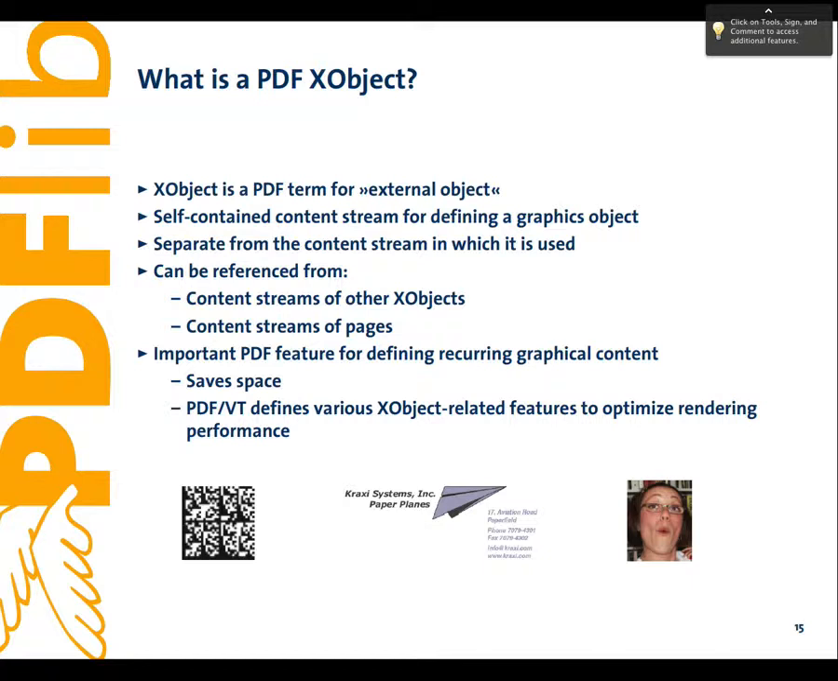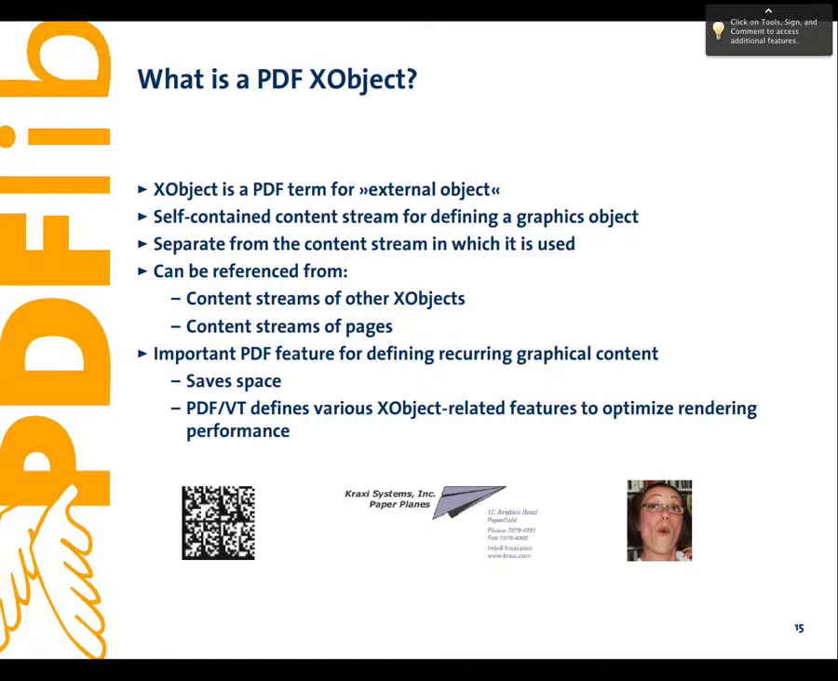So a quick introduction to PDF XObjects if they are not known to you. XObject is a PDF term, an abbreviation for external object, and this is a self-contained content stream for defining a graphics object. That could be an image, it could be a font, so text data, whatever, and it is inside the PDF file separate from the content stream in which it is used. And this is hierarchical. You can reference XObjects from other XObjects, or you can reference them from content streams of pages. So this is an important feature of PDF for defining recurring graphical content that is repeated on maybe many pages.